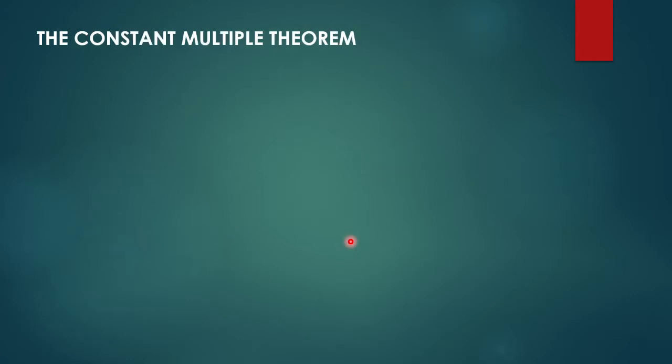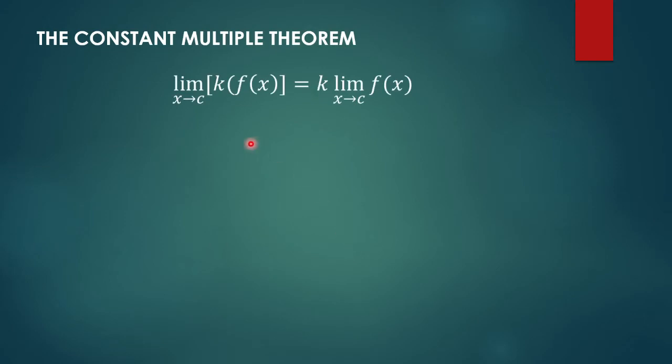Another would be the constant multiple theorem. Let's say we have the limit of k times f of x as x approaches c, which can also be expressed as k times the limit of f of x as x approaches c. For example, we have the limit of 5x as x approaches 2. So we can write this as 5 times the limit of x as x approaches 2.